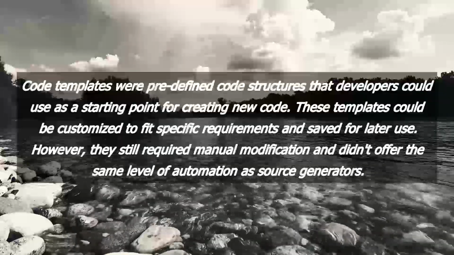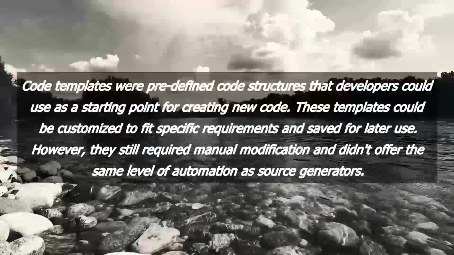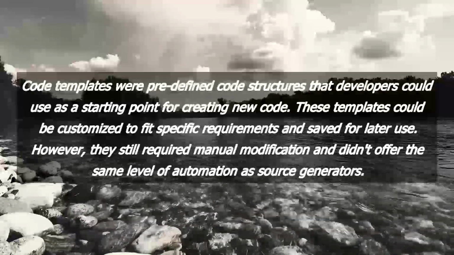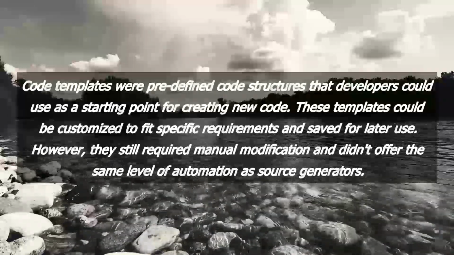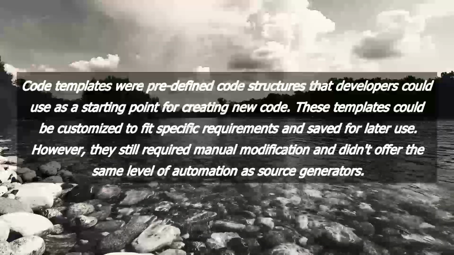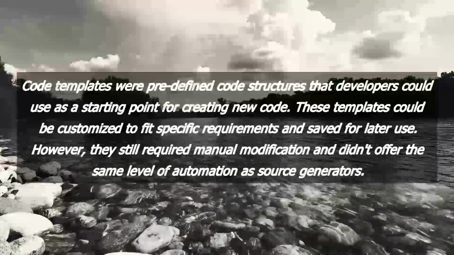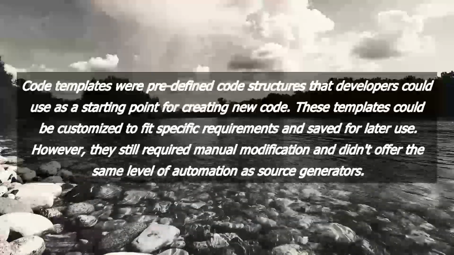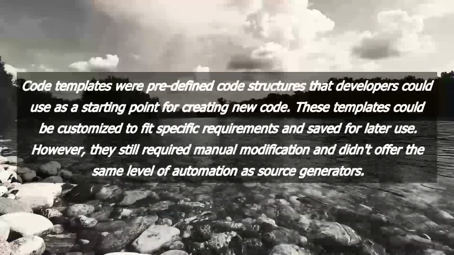Code templates were predefined code structures that developers could use as a starting point for creating new code. These templates could be customized to fit specific requirements and saved for later use. However, they still required manual modification and didn't offer the same level of automation as source generators.